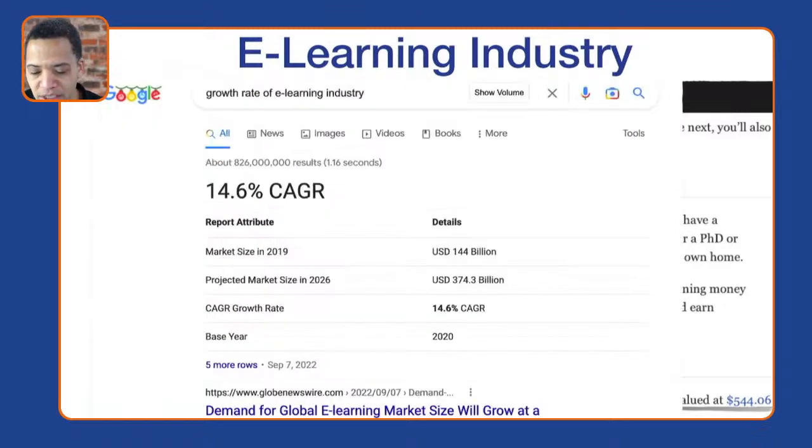Here are some other articles. What is the growth rate of the e-learning industry? According to this article, back on September 7th, 14.6% compound annual growth rate. Guys, if you're making 15% in the stock market, you're happy, right? You're making 10% in the stock market, you're happy. What are you making right now?